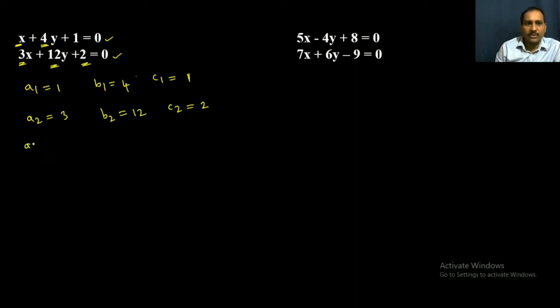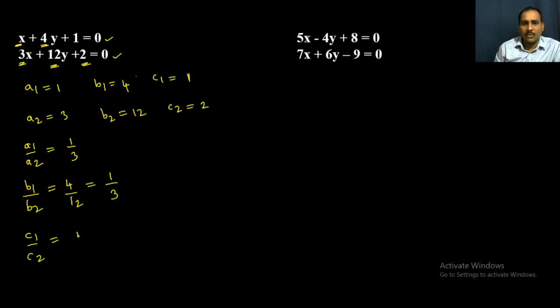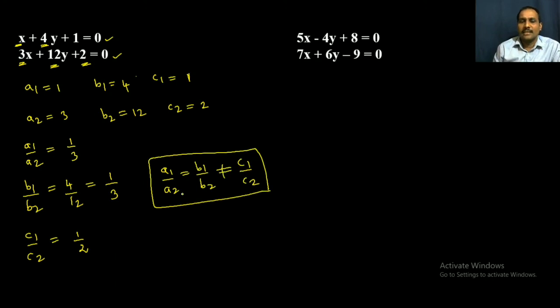Now let us find out the ratios. a1 by a2, that is 1 by 3. Then b1 by b2, that is 4 by 12, that is 1 by 3. And c1 by c2, that is 1 by 2. So clearly a1 by a2 is equal to b1 by b2 but not equal to c1 by c2. So in this case there is no solution. The system is inconsistent. Therefore the lines are parallel.